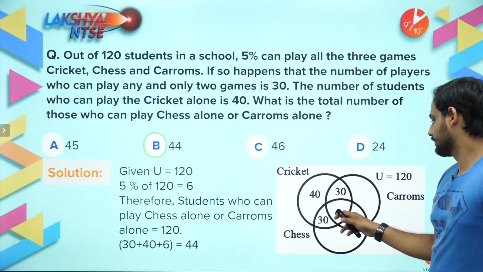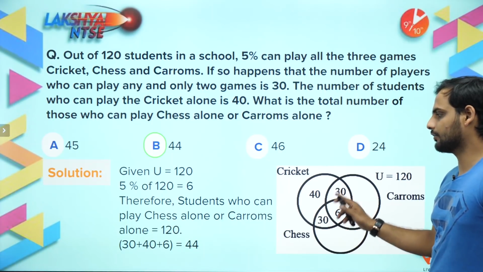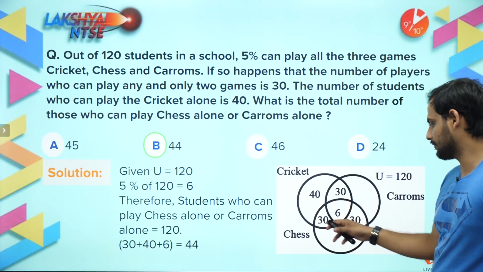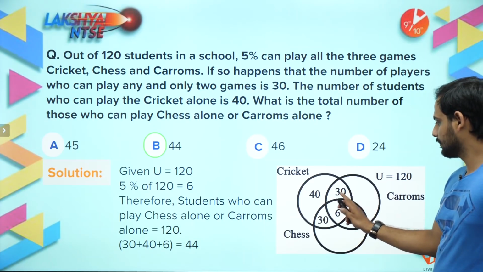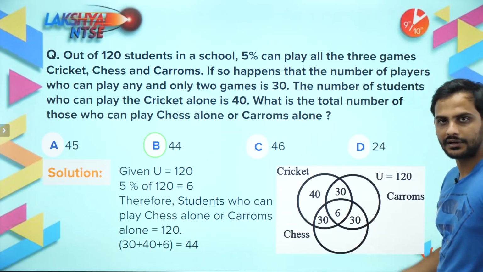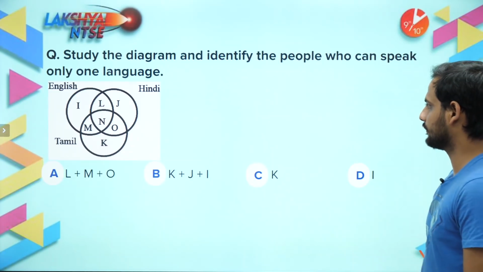This is 6, and overall 30. This is not 30, 30, 30, 90. No. Overall, I'm saying all, not 30, 30, 30. This is not like that. This plus this plus this, the total is 30. Okay, let's move ahead with the next part.